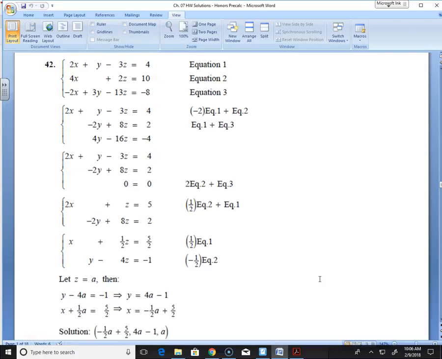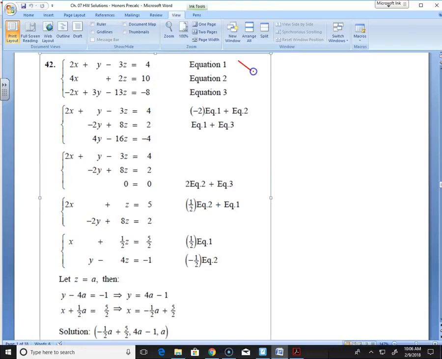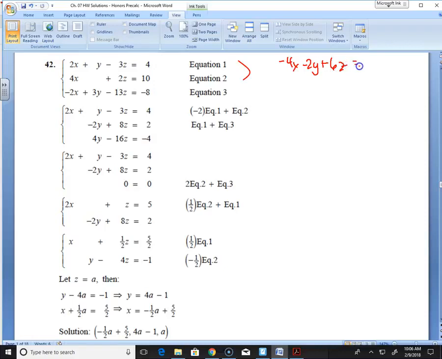The system, if we had done our system, we would have taken the first two. Multiplied this guy by negative 2x, which would have been, this doesn't show all the steps, right? So it's kind of hard to figure out where your mistake might have come. So that would have been negative 4x minus 2y plus 6z equals negative 8. So that would have gotten you negative 2y plus 4z equals 2.